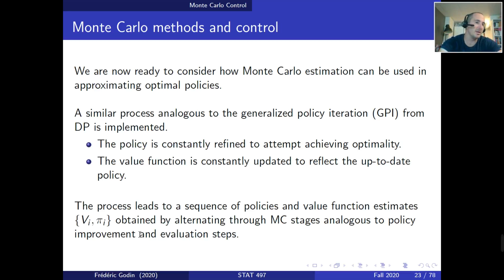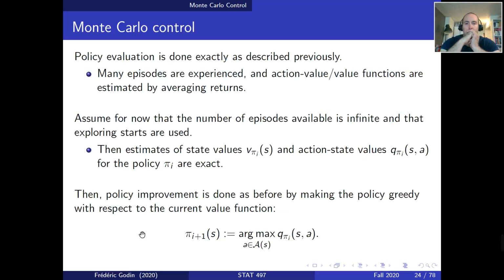As we did in chapter 4, we're going to alternate between steps which are analogous to policy evaluation, where we refine our current estimate of the value function to have it better match the current policy pi I. And then there are other steps which are analogous to policy improvement, where we take our current policy pi and its associated value function, and from that value function we try to get a new policy pi which improves on the previous one.